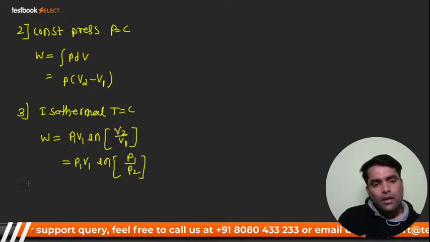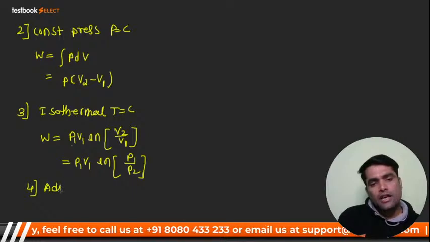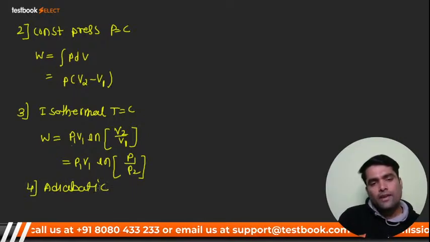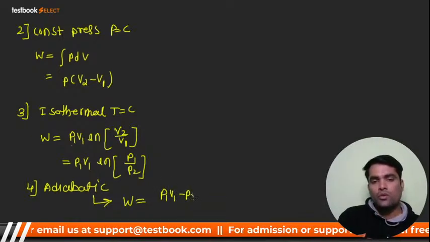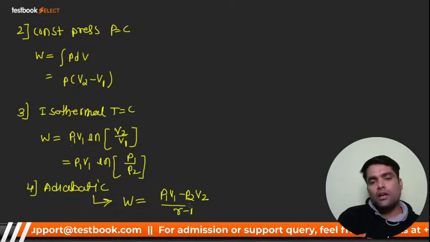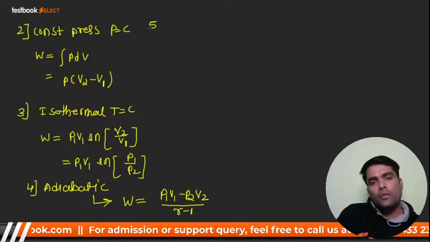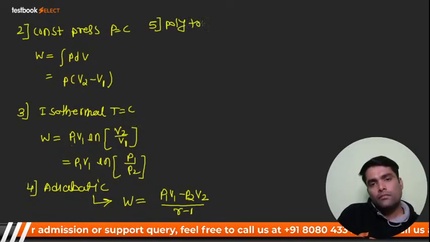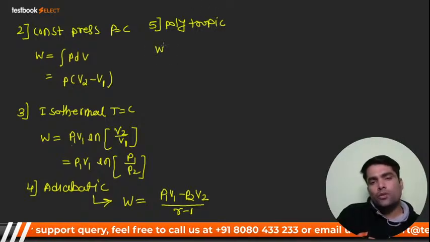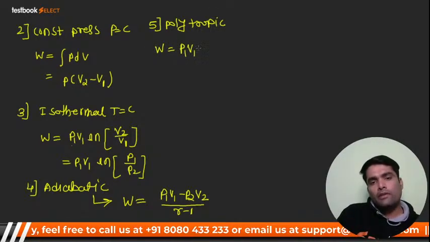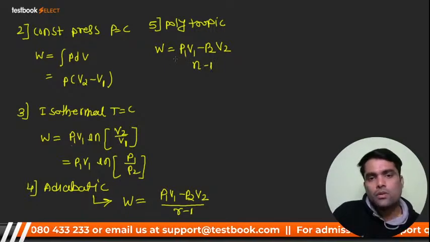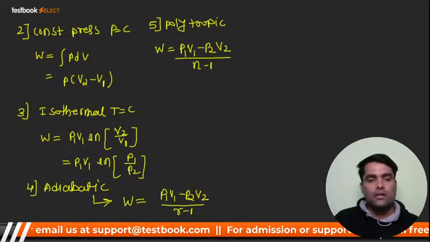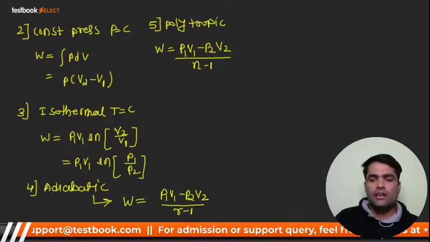Okay. Now my dear, if I talk about the adiabatic process, then you know that it is P1 V1 minus P2 V2 divided by gamma minus 1, right? If I talk about polytropic, you know that W poly is nothing but P1 V1 minus P2 V2 divided by n minus 1, right? Okay, I hope you got it, bacha. Very good. These are the basic formulas. Okay, bacha. Here I go for next.